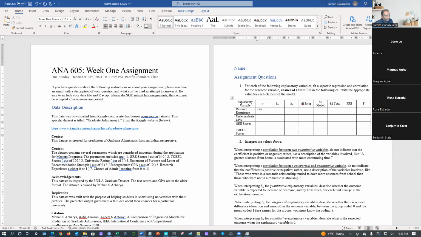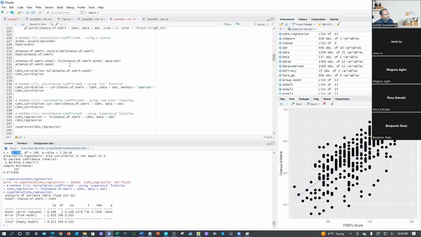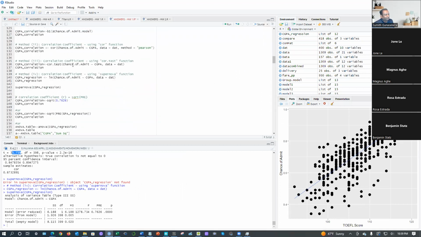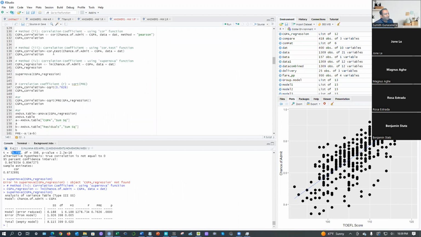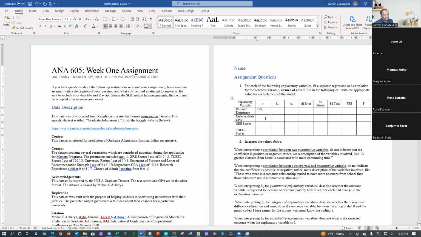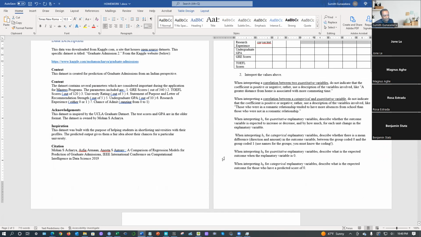You can run a test. Pick one of them, because there are so many methods to get the correlation coefficient. Or the cor test, if you want. From here to here, you can get the regression and the ANOVA table. From each and every one, fit it in over there.